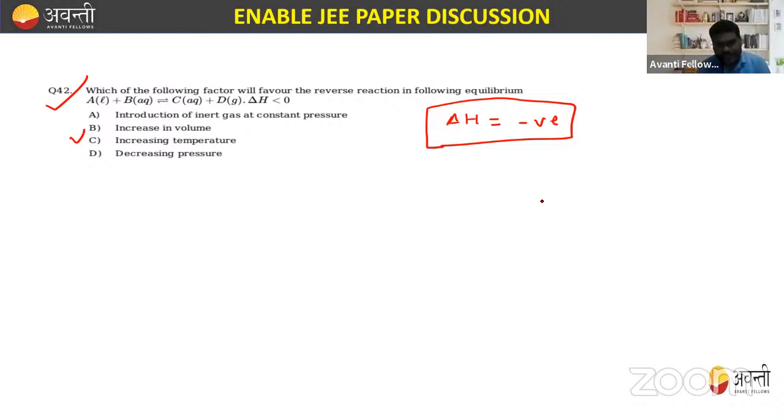Okay. On a similar basis, if delta H is greater than 0, it means the reaction is endothermic. So for an endothermic reaction, if we increase the temperature, then the reaction proceeds in the forward direction. So for reversing it, we have to decrease the temperature. If we decrease the temperature, then the equilibrium shifts in the backward direction, right? Okay, so for this question, option number C is correct. So just remember this, whether the question is asking for exothermic or endothermic. This point must be remembered, right?